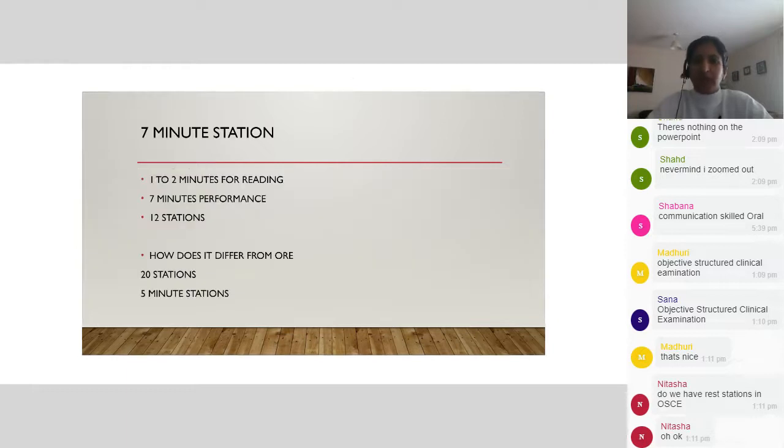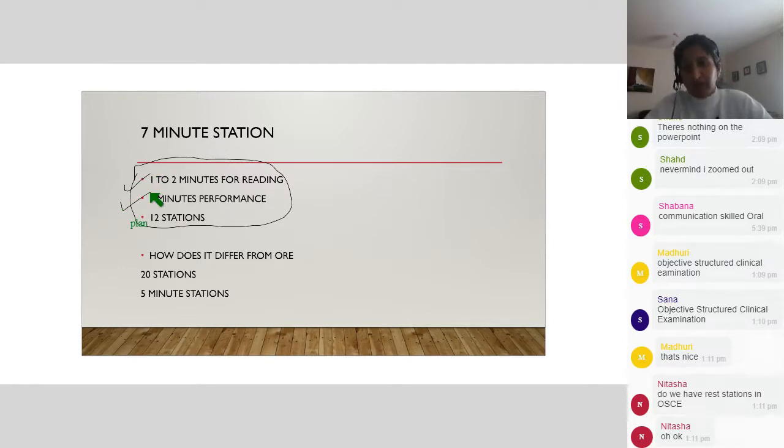Okay, now in a 7-minute station, again, this is very difficult for me to tell you because the problem is the LDS website has not been very clear on how many minutes you will get to read the question and how many minutes you will get to perform the OSCE. But I did talk to a lot of LDS students who were about to give their exams in June, which got postponed. They said that they will be getting 1 to 2 minutes for reading. Again, they were not sure whether it is one or two. Hopefully, the LDS exam will make this clear before your exam.